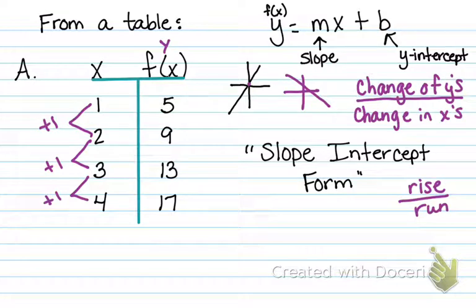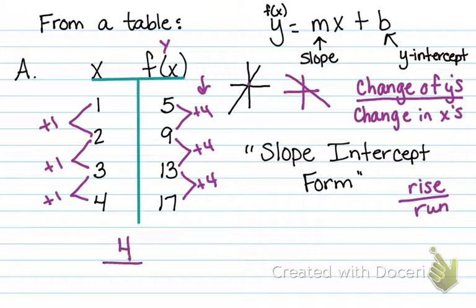Now I'm going to look at my outputs. From 5 to 9, I added 4. From 9 to 13, I added 4. And from 13 to 17, I also added 4. So we're going to find our slope first. That is the rise, or the change in y's. So if I look at my change in y's, every time it changed by 4. So the change in y's was 4 over the change in x's. Well, the change in x's was 1. So my slope is actually 4 over 1, or we can just say 4.